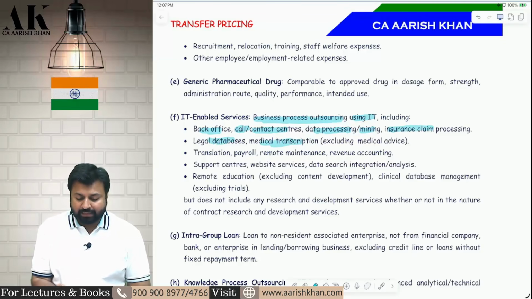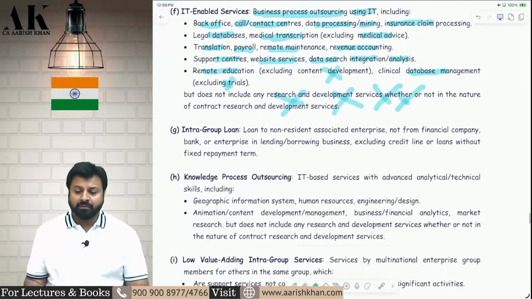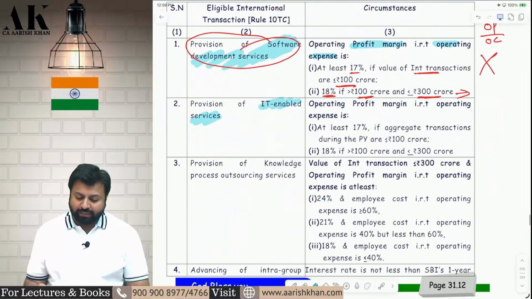Legal database, medical transcription, excluding medical advice, translation, payroll, remote maintenance, revenue accounting, support center, website service, data research, integration, analysis, remote education, including content development, clinical database management, excluding trials, but again does not include contract research and development services. Here also the margin is the same, 17% up to 100 crore and 18% above 100 crore up to 300 crore.